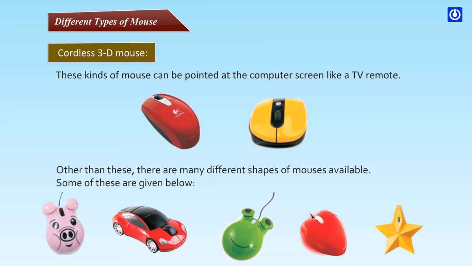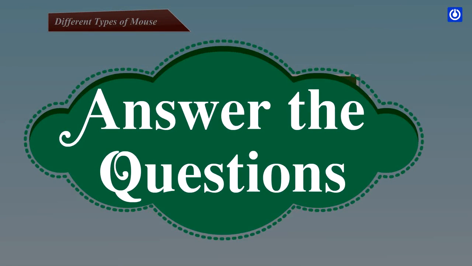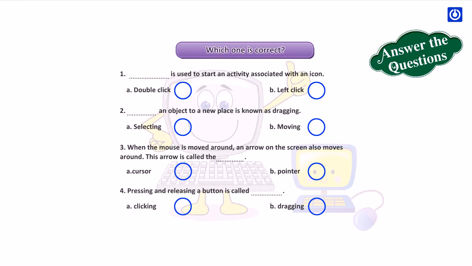Other than these, there are many different shapes of mouses available. Some of these are given below. Some more. Scroll button is used to move up and down a page. Which one is correct?